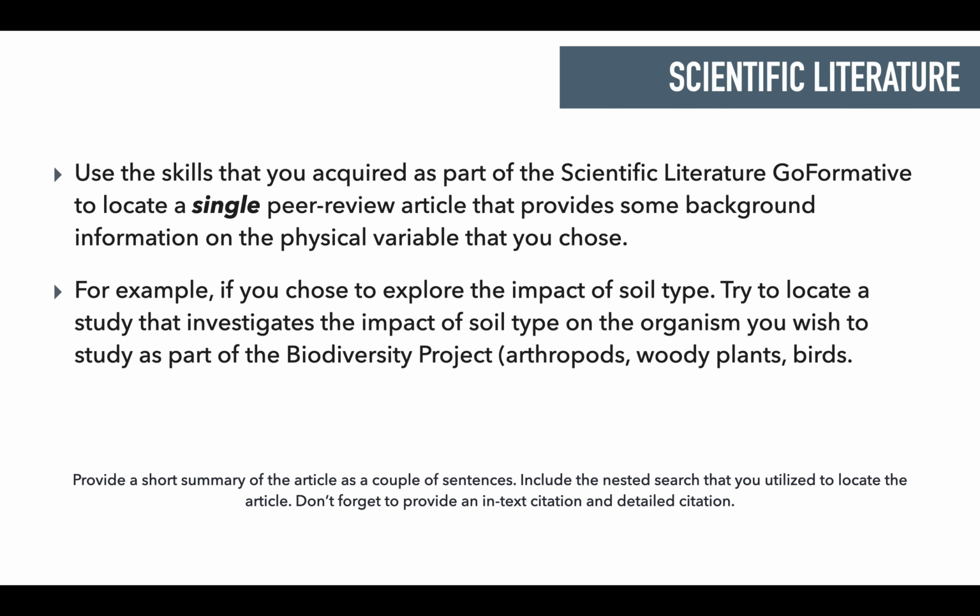Then provide a short summary of the article, a couple of sentences, include the search that you used to find it, and don't forget to provide citations for whatever article you provided. That's all you need to do in terms of locating a good scientific article. And hopefully if you find a good one, that'll help you with your biodiversity project.